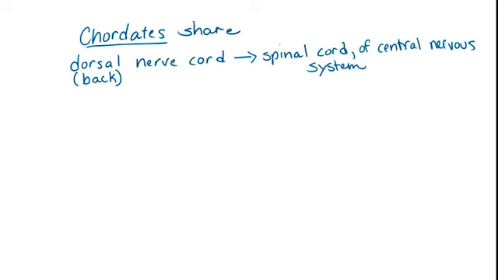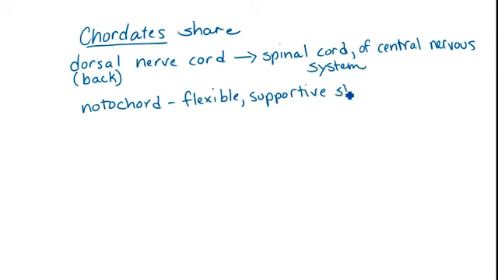Another trait that chordates share is called a notochord. The notochord is a flexible, supportive structure. So it provides support to the organism itself and also to the nerve cord. You may not be familiar with the notochord because in mammals the notochord disappears during embryo development. So this appears only in the embryo in some groups.